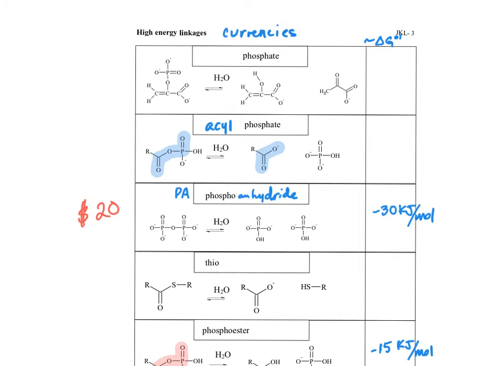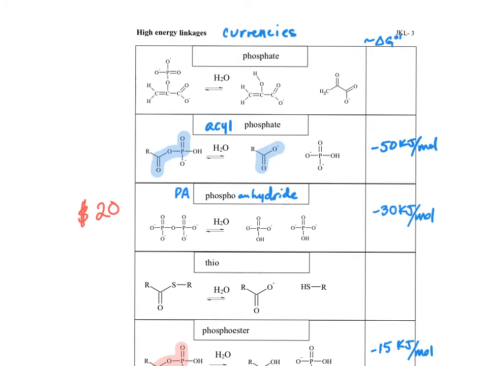Well, any carboxylic acid that we attach to something else can be called an acyl group, and this acyl phosphate can be split into a carboxylate and a phosphate with a water, and we get approximately negative 50 kilojoules per mole. So, in terms of currency, maybe we could think of that more like a $50 bill. Much more value than the anhydride. But notice they're all negative. They're all favorable when we use water to break them apart.